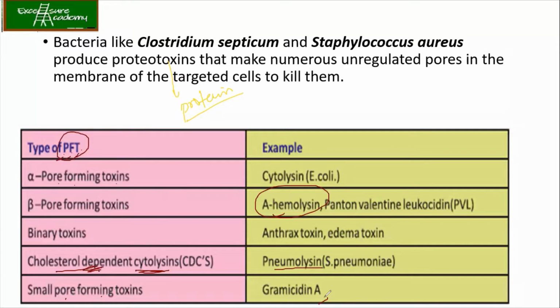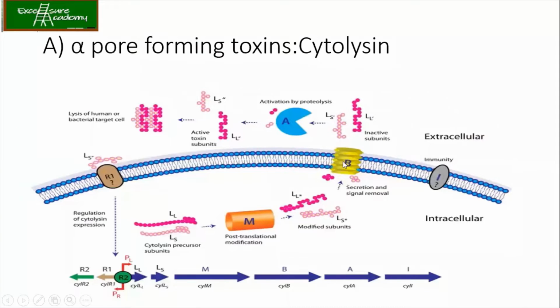So in this session, we are going to discuss all these different types of pore forming toxins. This is something you have to remember. Each example we will be discussing in detail. Now, alpha pore forming toxin example is cytolysin.